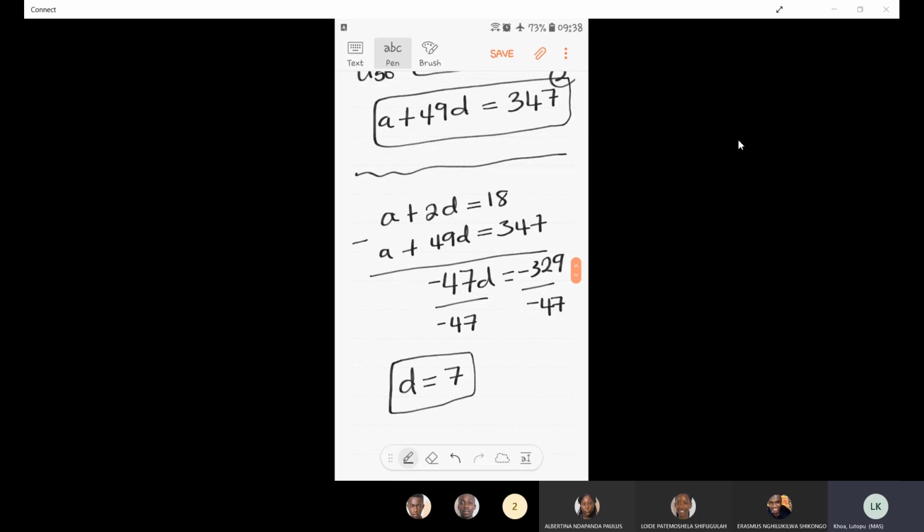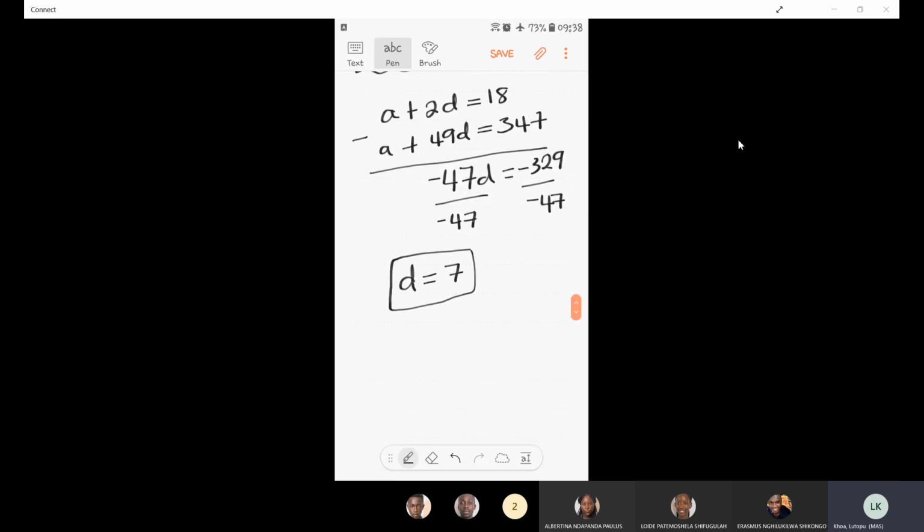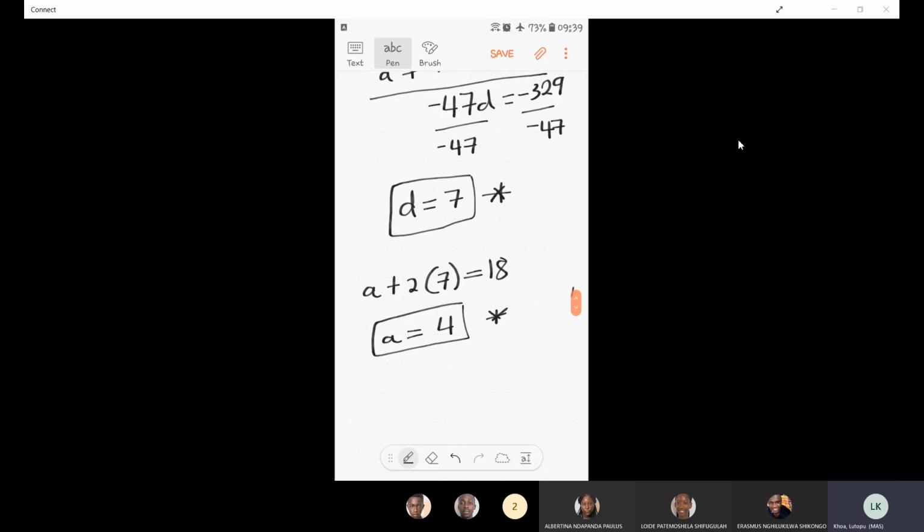So now that I know what d is, I will say a plus 2 times d is equal to 18. So I substituted this value of d into the first equation to solve for a. Then I get a is equal to 4. So now I know what a is, I know what d is. That is what the question had asked me to do. Then I am done.